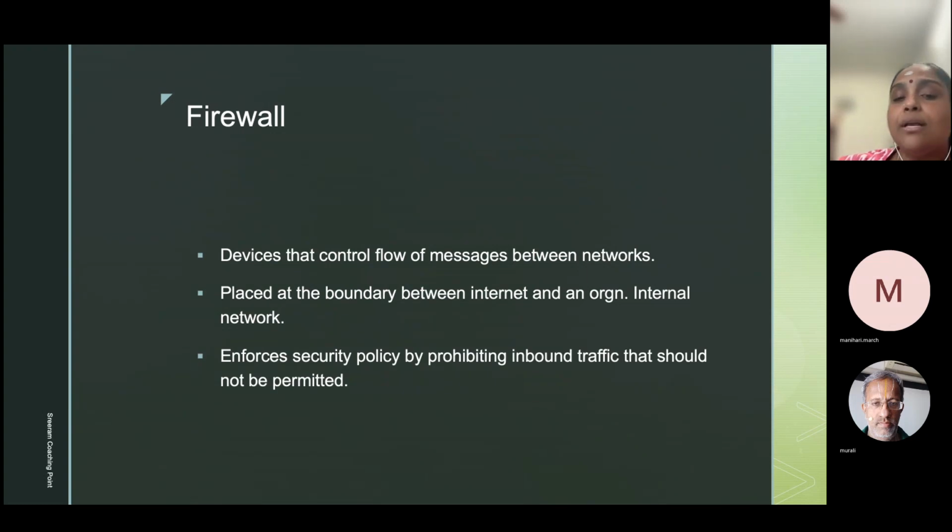Then it enforces the security policy by prohibiting inbound traffic that should not be permitted. Now what does it do? Enforces the security policy. That security policy is again a keyword.